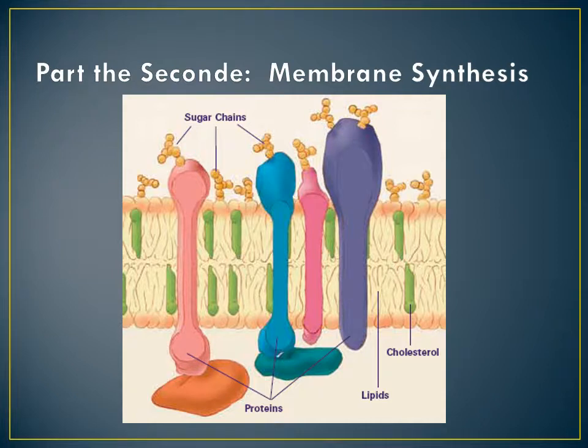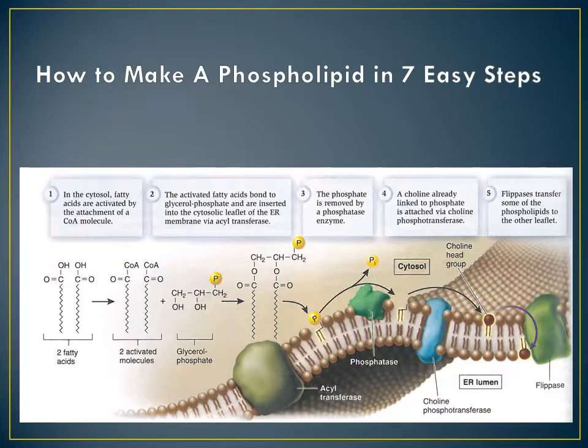Next part of today's lecture, how to build the membrane, membrane synthesis. So we need to build a phospholipid, and you have to build a phospholipid in 7 steps. First off, where do you build a phospholipid? What organelle is responsible for building phospholipids? There's an organelle. It builds things. It is the smooth endoplasmic reticulum. The smooth endoplasmic reticulum is where you're going to build phospholipids. So all of this happens there.